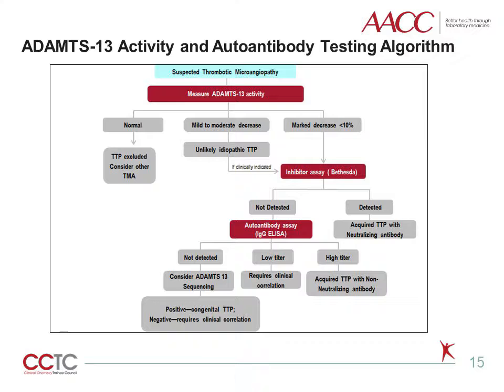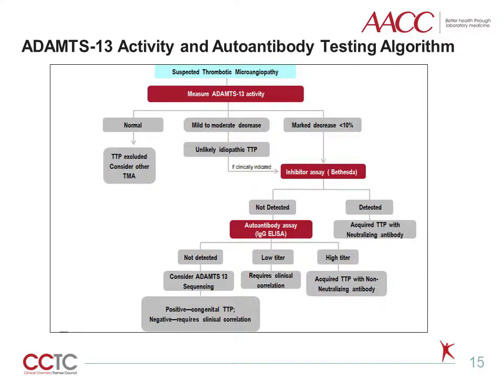Start with the ADAMTS13 activity test for patients with clinical suspicion of TTP. Normal results can exclude TTP, and other thrombotic microangiopathies should be considered. Mild to moderate results, more than 10%, are unlikely to suggest idiopathic TTP, but with strong clinical suspicion, the inhibitor assay, the Bethesda, may be indicated. If ADAMTS13 activity is markedly decreased, less than 10%, the inhibitor assay, the Bethesda, is recommended.